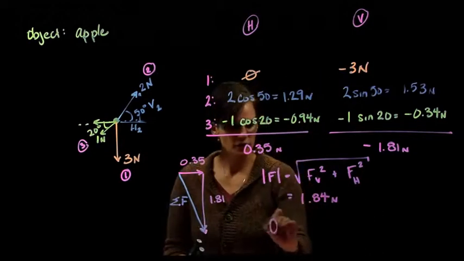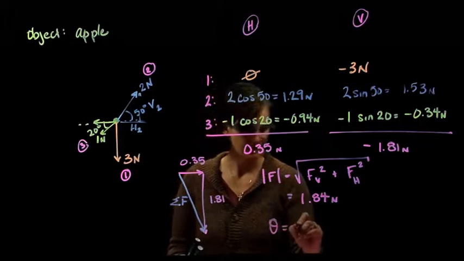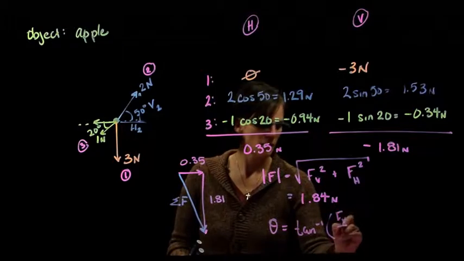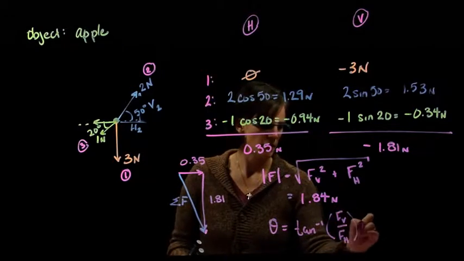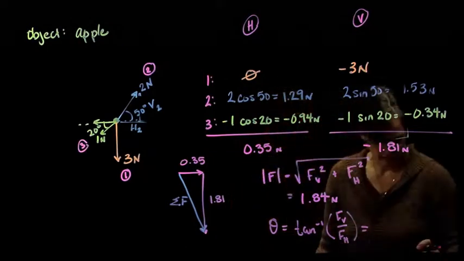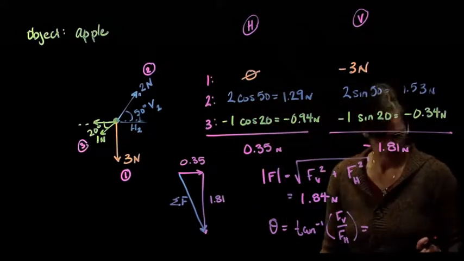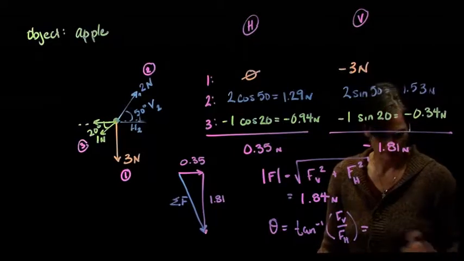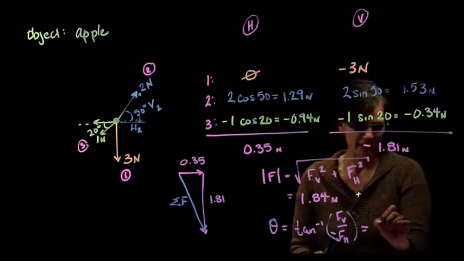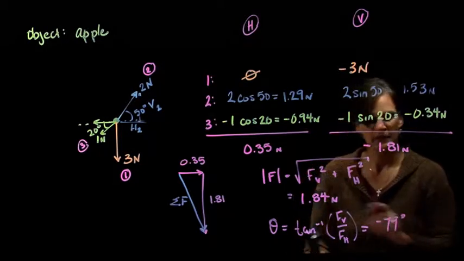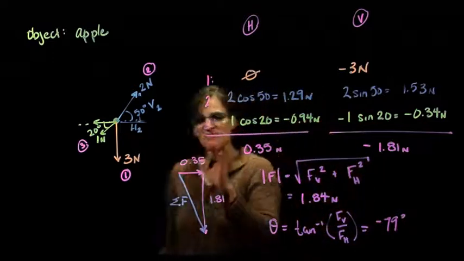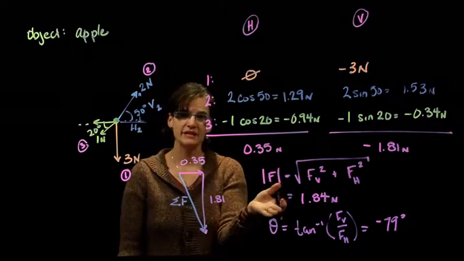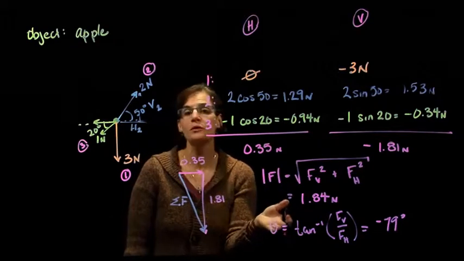We also have to determine our angle at which that force is acting. And remember, that is the inverse tangent of the vertical component divided by the horizontal component. So our inverse tangent of negative 1.81 divided by 0.35. That gives us an angle of negative 79 degrees. Now we have to think about, does that make physical sense? Well, an angle of negative 79 degrees tells us that we're in the fourth quadrant.